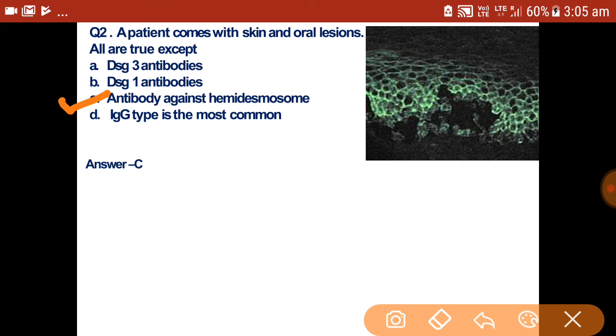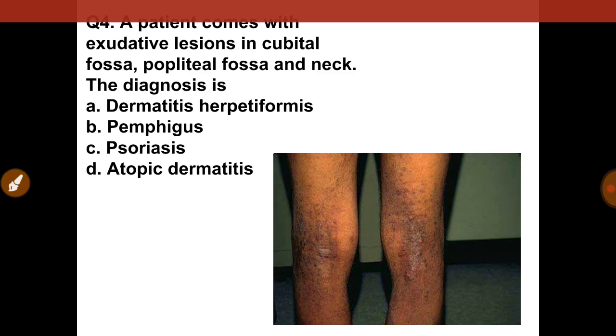Antibody against hemidesmosomes are seen in bullous pemphigoid and not in pemphigus vulgaris. Other thing which you should know is that mucocutaneous pemphigus vulgaris has both DSG3 and DSG1 antibody, IgG type. Okay, so this solves your question.